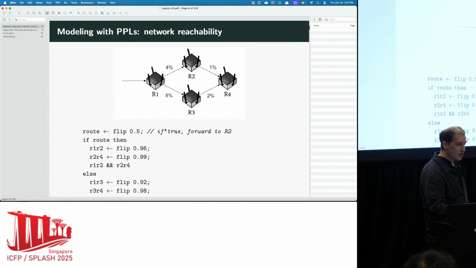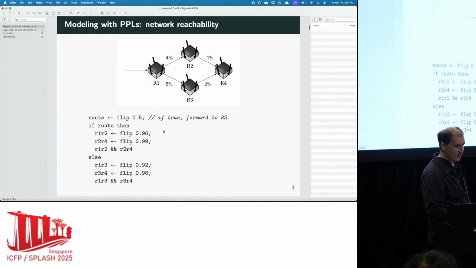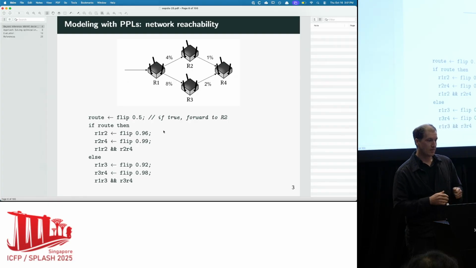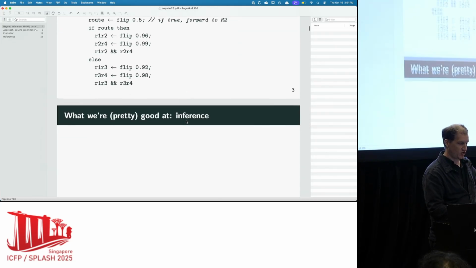And I can again encode this situation into a probabilistic program where I've modeled the router links failing with coin flips. So I'll say the R1 to R2 link is there with 96% probability, and then I can model the routing protocol as a probabilistic program, so I would choose to go up or down with some coin flip and so on. And then the program will tell me the answer to this question.